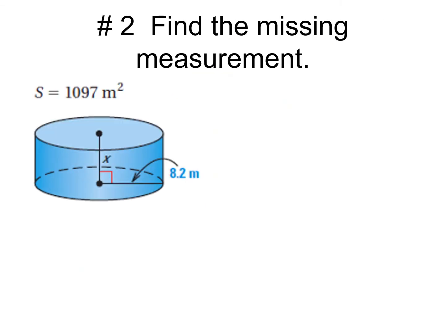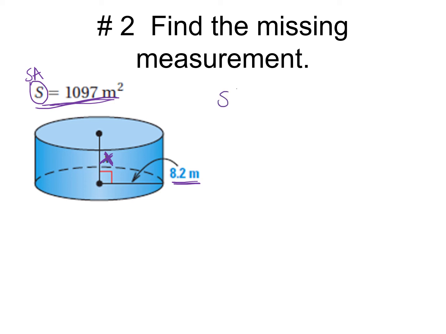All right, example 2. Now this time it's a little bit different because it wants us to find the missing measurement. It looks like in this picture, our missing measurement is going to be the height of our cylinder. What's given to us is an S, which doesn't look like what we normally see, but it's giving us the surface area. So we're going to have to use the surface area formula with the total amount of surface area and what we're given to help us solve for that missing measurement. So let's start with a formula.